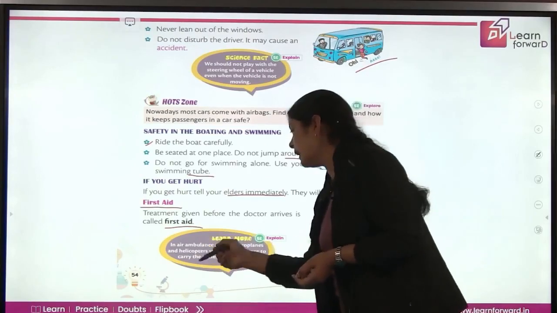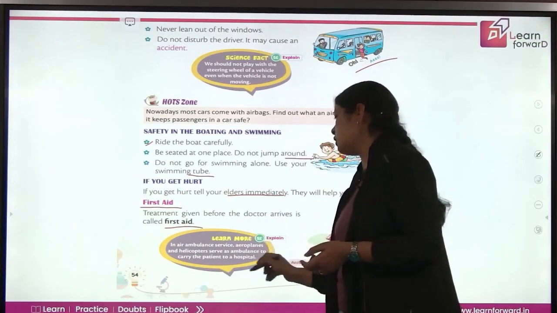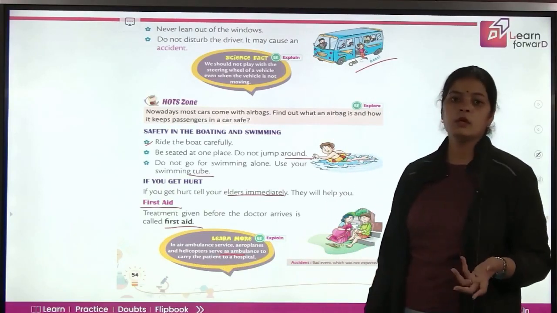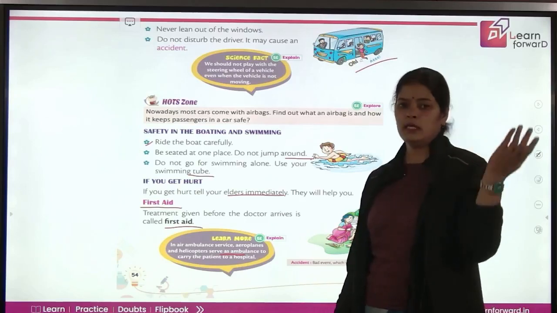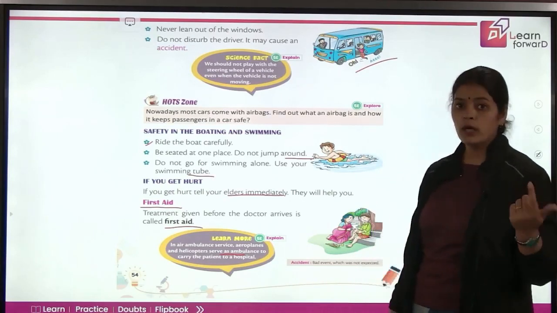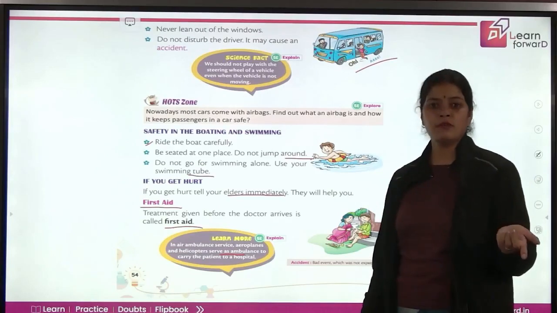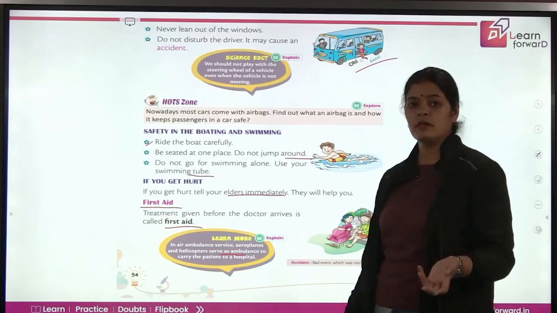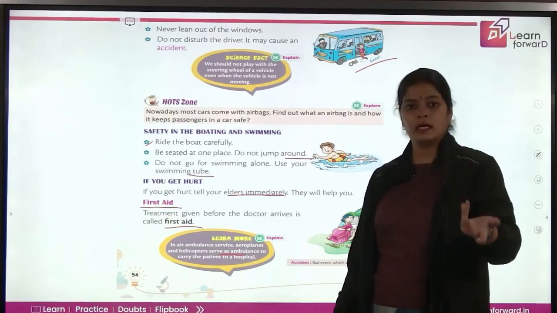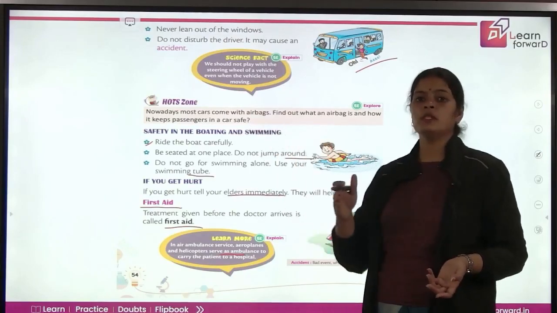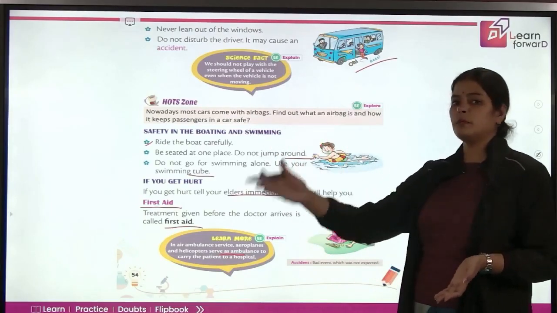Now, in the air ambulance service, aeroplanes and helicopters serve as ambulances to carry the patient to a hospital. Mostly seen in hilly areas, because there the ambulance service is not that quick. We cannot play with the life of any injured person or any person who has suffered maybe a heart attack or any accident. So air ambulance is present, in which aeroplanes and helicopters are used to carry the patient to the doctors.